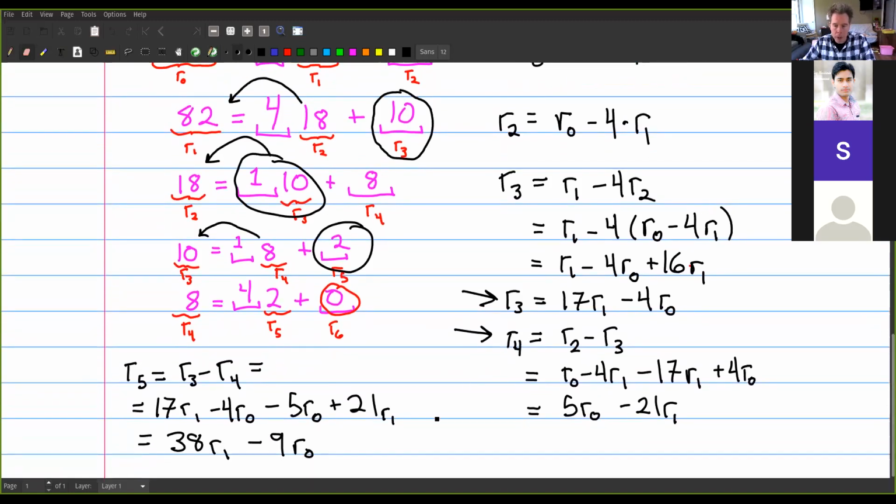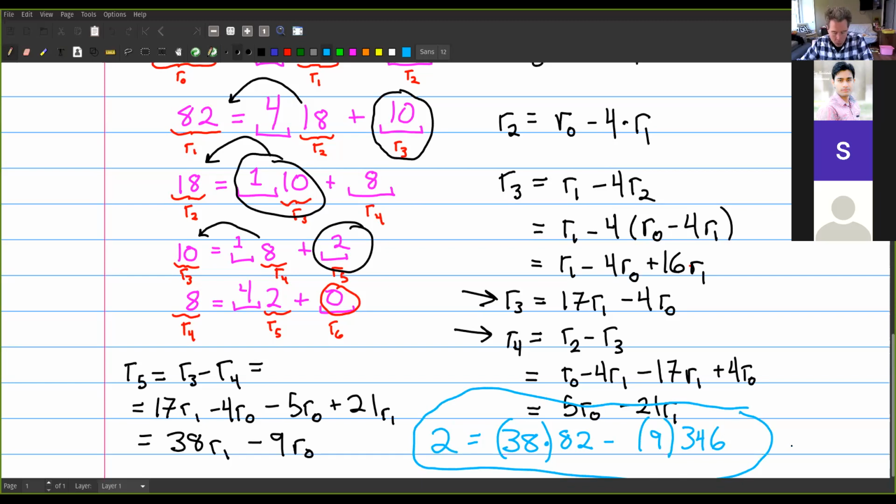So we can sum it all up here. I'll write it way down here. It seems like a lowly place to write the final answer that we worked so hard for. But what we just showed is that 2, which is the GCD, is equal to 38 times R1, which is 82, minus 9 times 346. Okay, so this is the linear combination that we wanted.